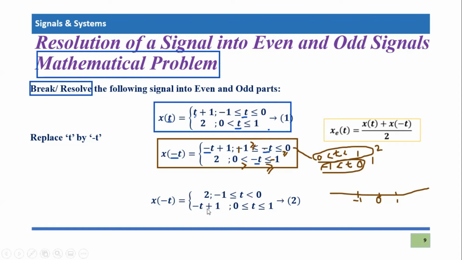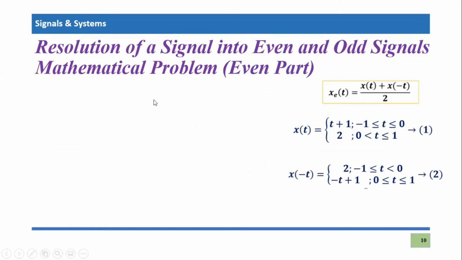So now we have both x of t and x of minus t, and now we need to calculate x of et, which is the even part. And for this, we will follow this definition. So let's calculate this even part of the signal. So this is the summary of what we have done so far.